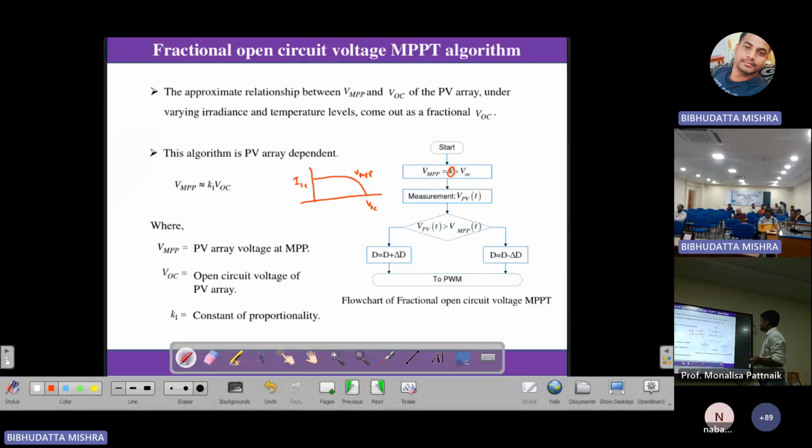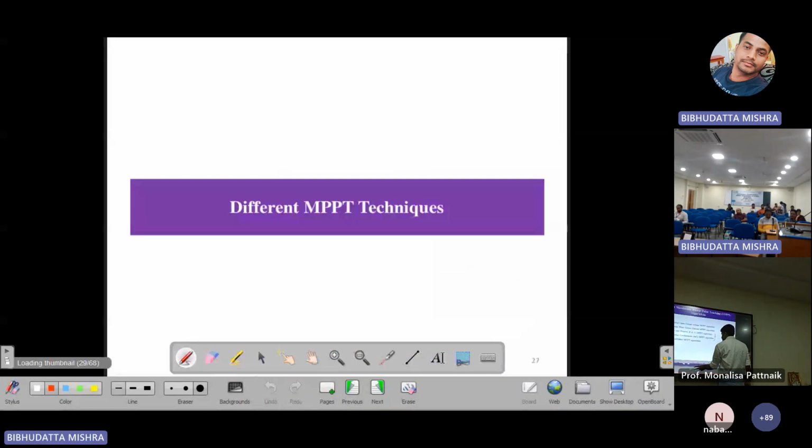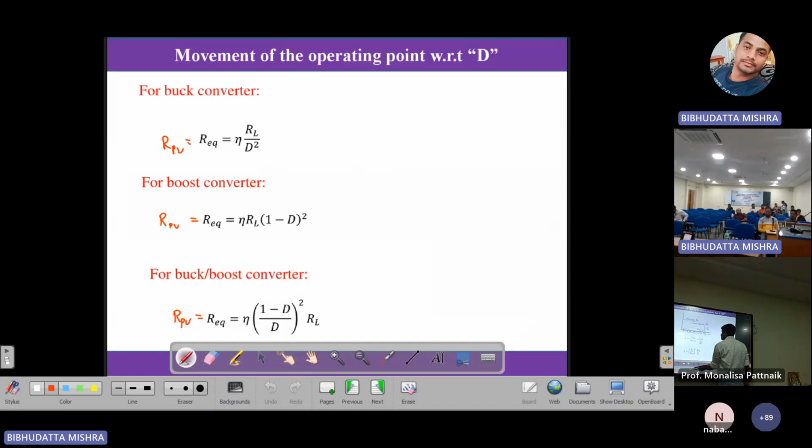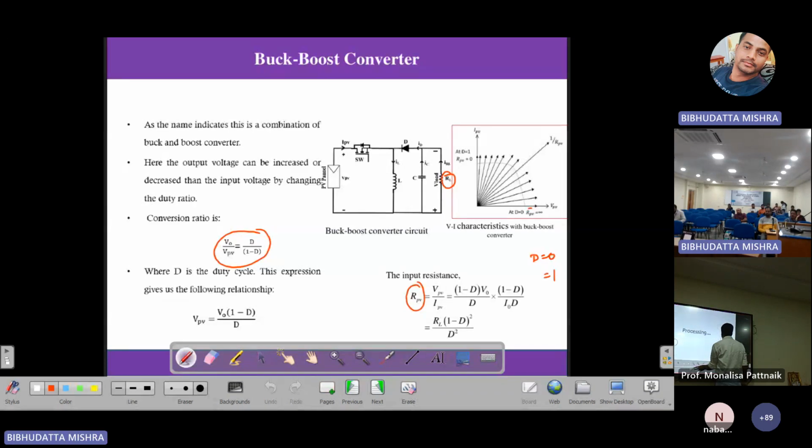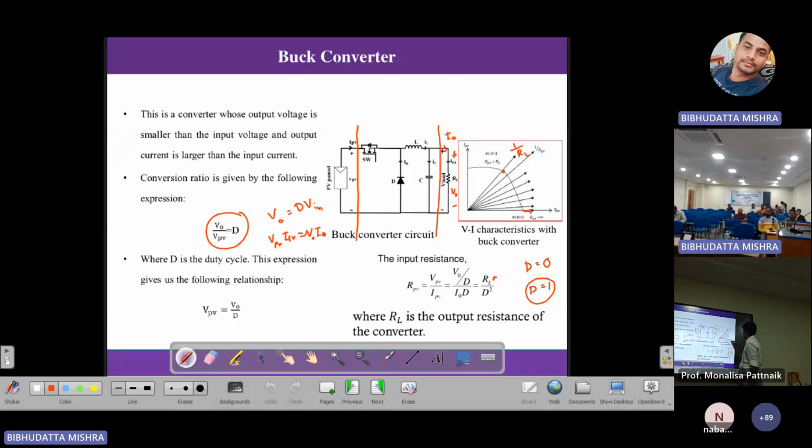Another interesting point I did not mention previously, I should actually mention, because it is required to understand the logic. In all of them, one thing is common: if I start, obviously, D is equal to 0 to D is equal to 1. If I increase the duty ratio, panel voltage is decreasing. This is very important to understand while writing the code or the algorithm. In every case, if I increase the duty ratio, panel voltage will decrease. So this is for buck.